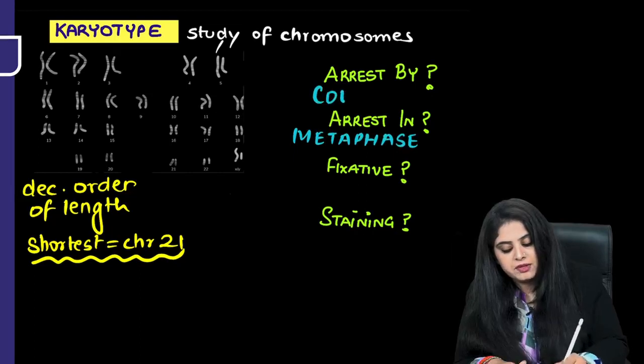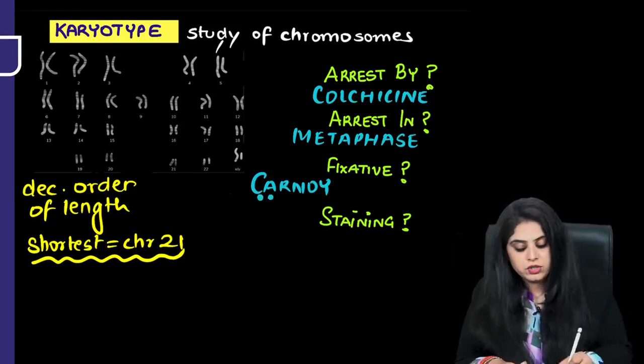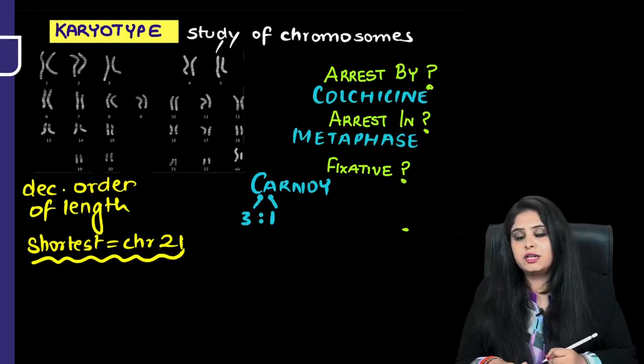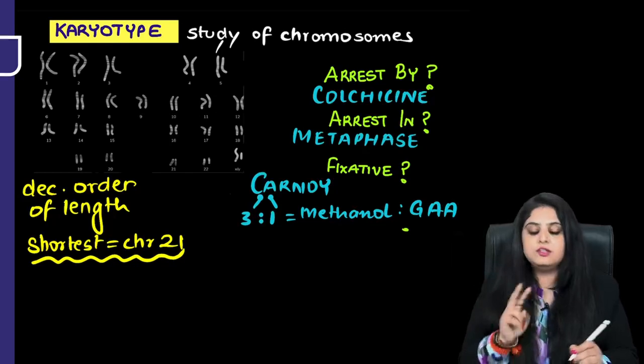The arrest is going to happen by a chemical known as colchicine. What is the fixative? There's a very famous fixative known as Carnoy fixative. Carnoy, C-A. So what all is there in Carnoy fixative? Before we come to the staining aspect, C is the third alphabet, A is the first alphabet. So it is 3:1. 3:1 means it is going to have methanol and glacial acetic acid. Methanol to glacial acetic acid is C and A, 3:1.